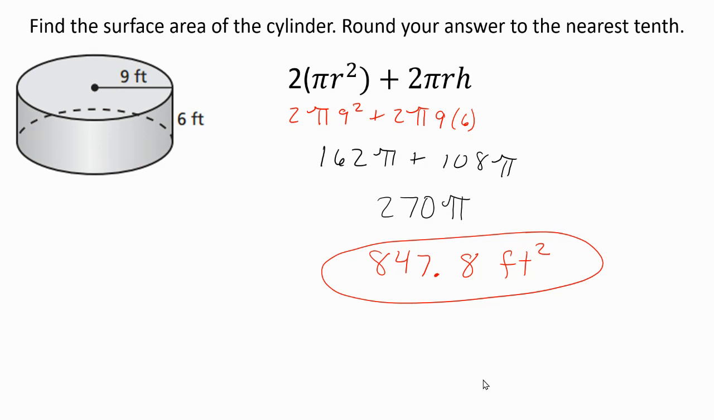All right, that is how to find surface area of a cylinder. The next video will be how to find just the lateral surface area. That'll be video 2.